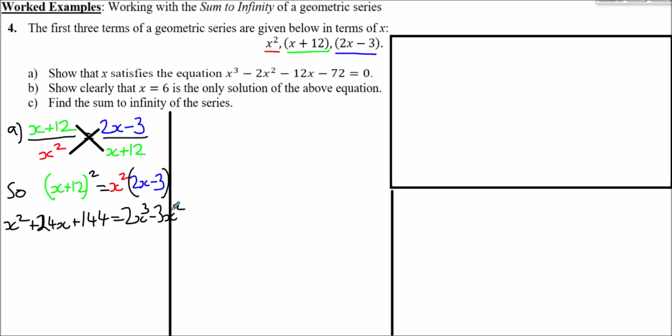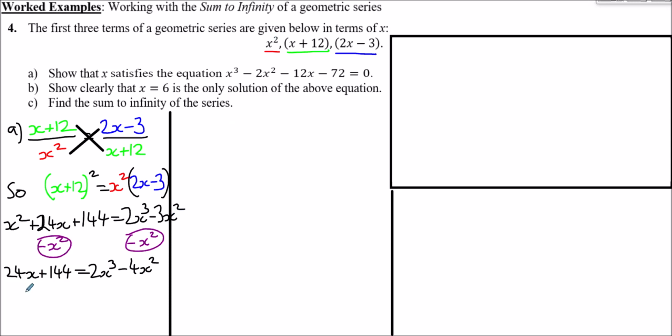We need to get everything onto the other side of the equation, so I'm going to take away everything from the left, so it all goes onto the right hand side. So firstly, I'm going to subtract x squared from both sides. On the left, we'll end up with just the 24x and the 144. On the right, we'll have 2x cubed minus 3x squared minus another x squared gives us minus 4x squared in total.